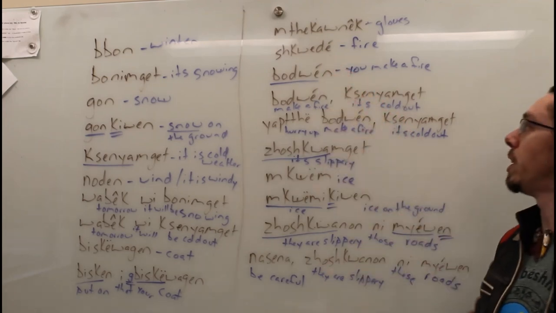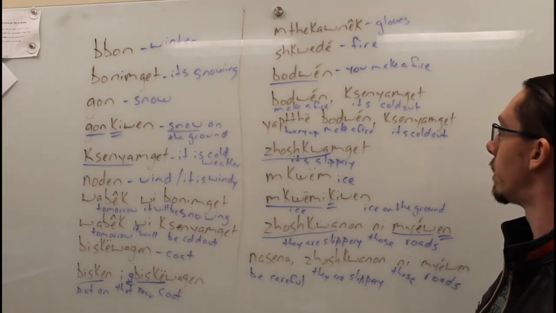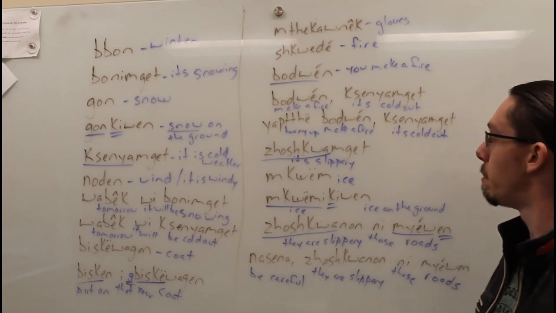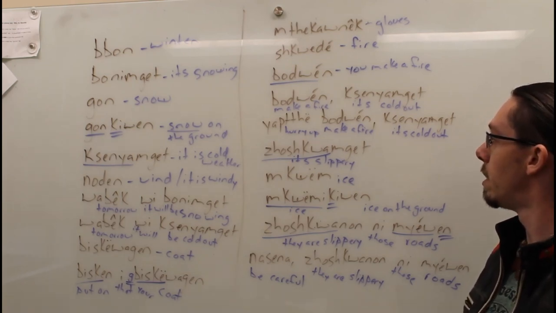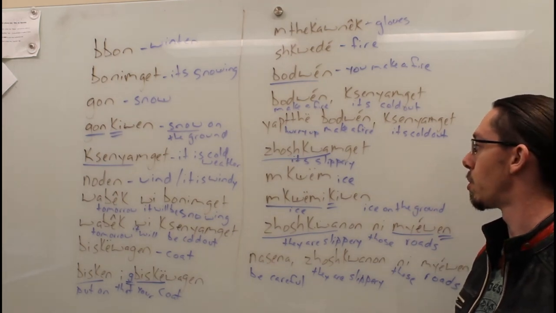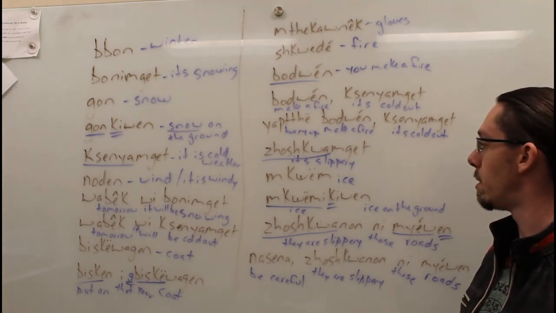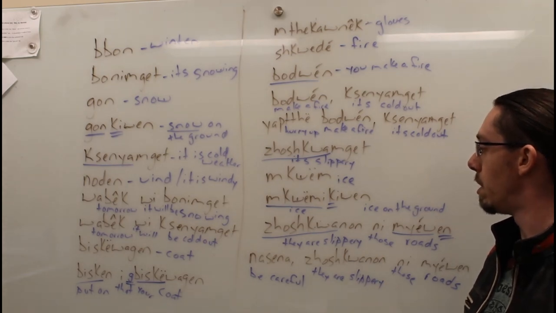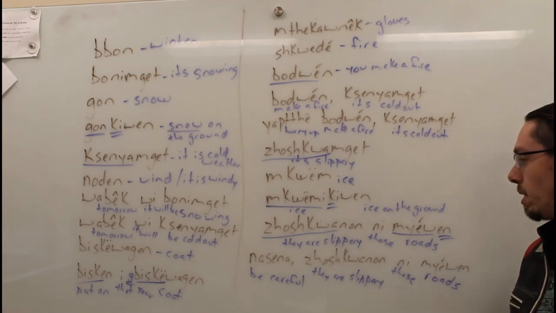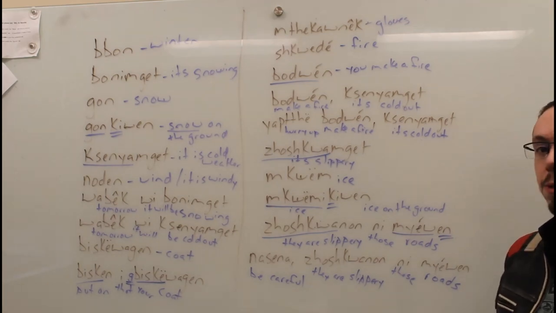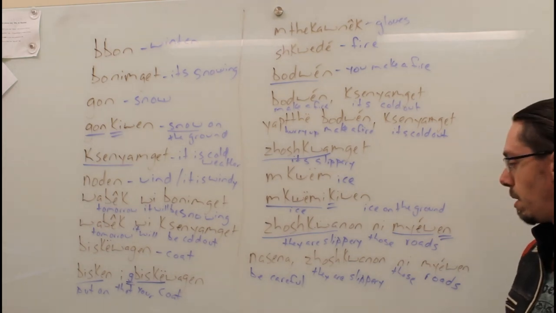Jikaunuk, gloves. Shkwede, fire. Bodwan, you make a fire. Bodwan, kasenyamgit. Make fire, it's cold out. Yapcha bodwan, kasenyamgit. Hurry up, make a fire, it's cold out. Zhoshkwamgit. It's slippery. Mkwam. Ice. Mkwamikiwan. It's ice on the ground. Zhoshkwa no ni miawan. The roads are slippery. Nasana. Be careful, the roads are slippery.